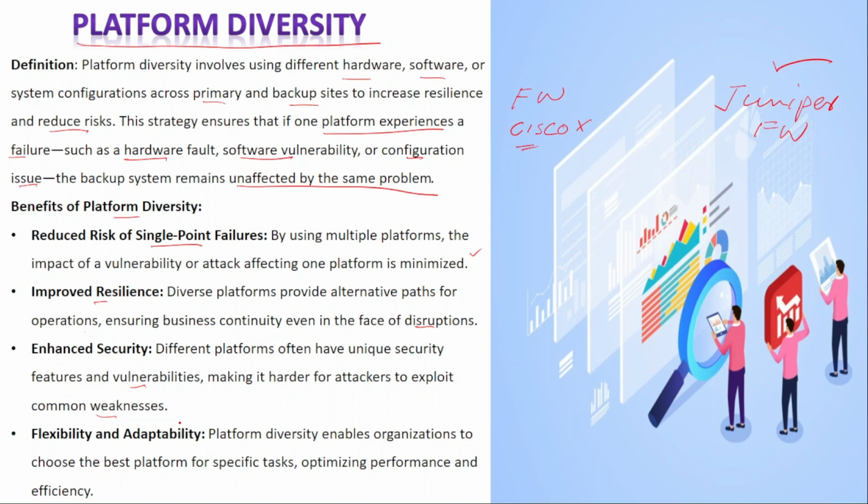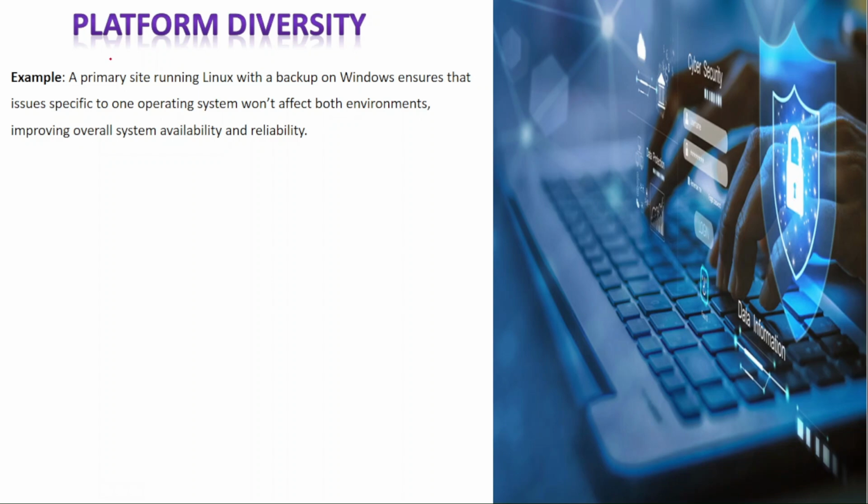And flexibility and adaptability means that platform diversity enables organizations to choose the best platform for specific tasks, optimizing performance and efficiency. An example is that a primary site running Linux with the backup on Windows ensures that issues specific to one operating system won't affect both environments, improving overall system availability and reliability.